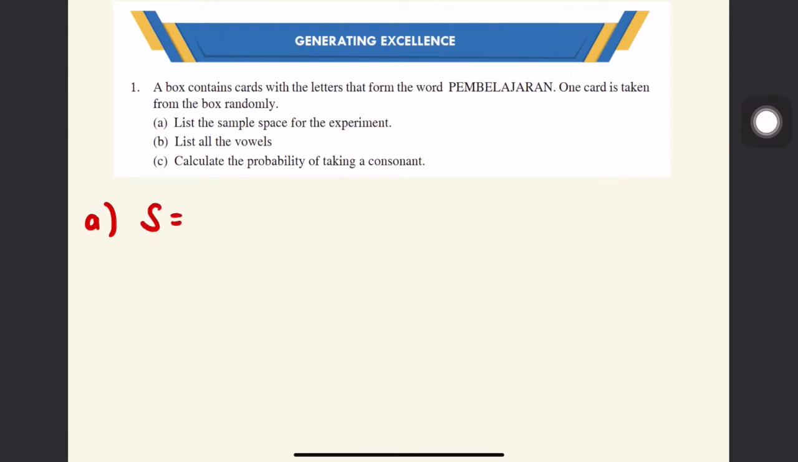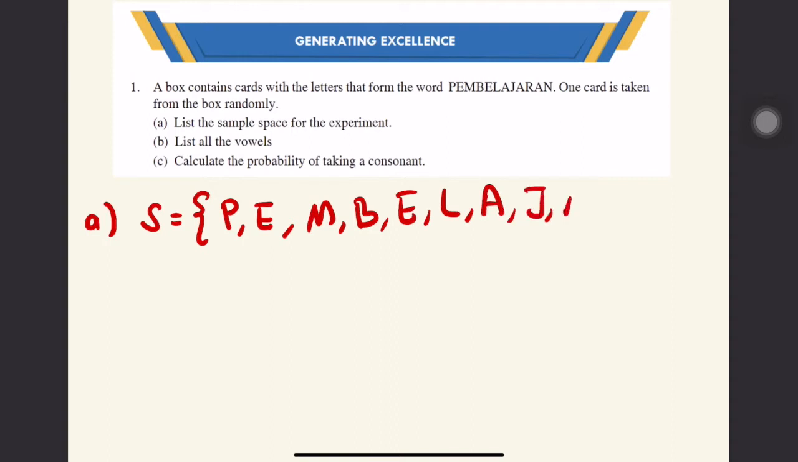S is the sample space, curly bracket. So we have P, E, M, B, E, pembelajaran. You can write it like this, or you can write it as E1, E2, A1, A2, A3.